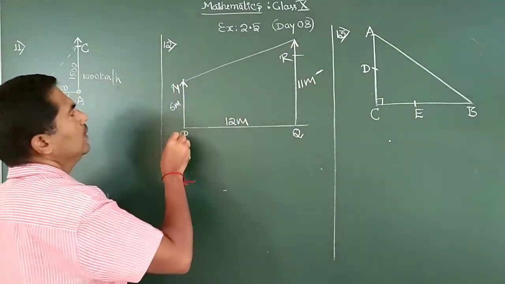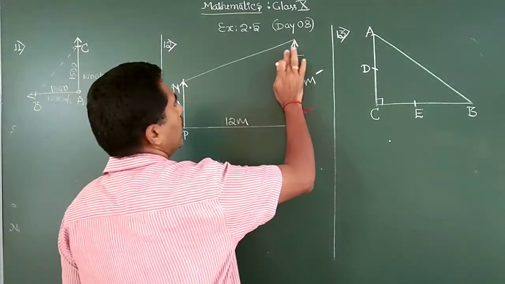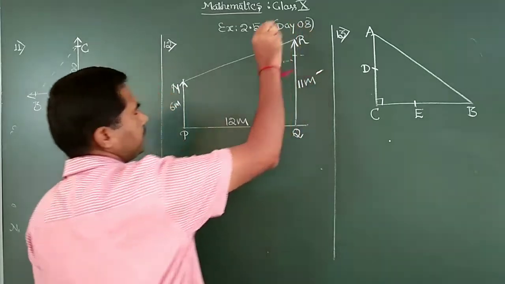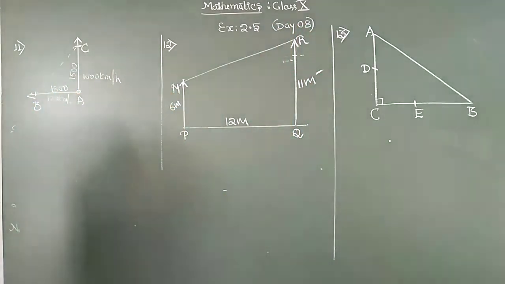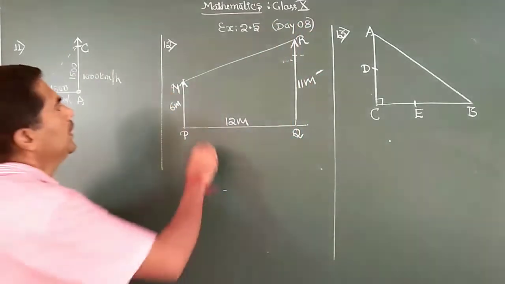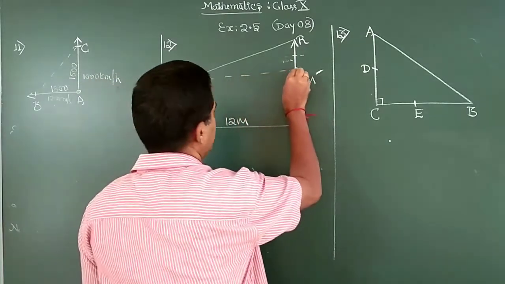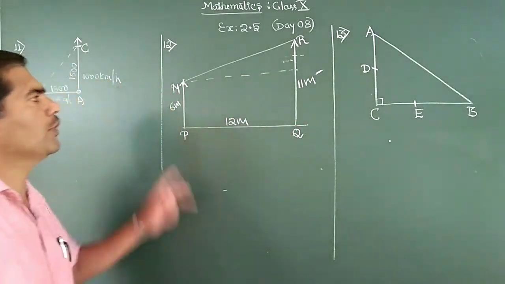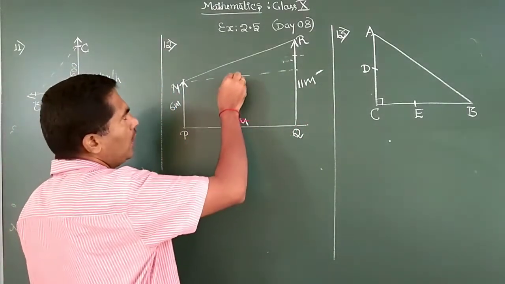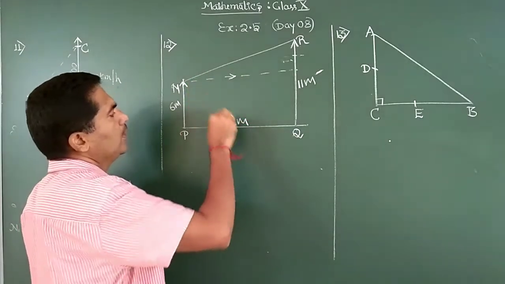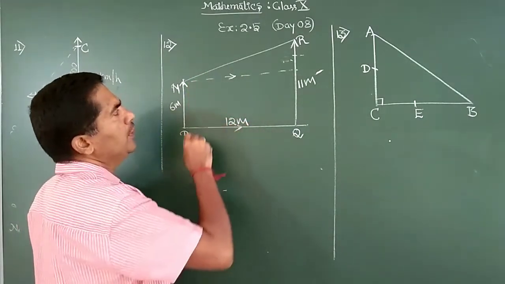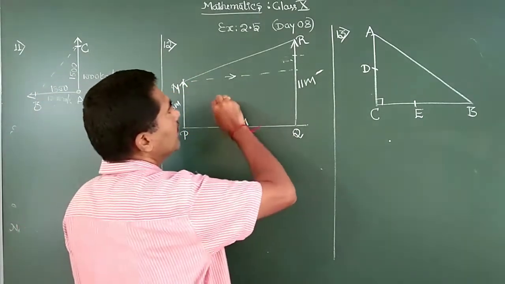This is what you are supposed to find: MR. Now write how to find it. Simple. Imagine a parallel line to PQ from M, or draw a parallel line to PQ from M. You need not write all these things in your examination.